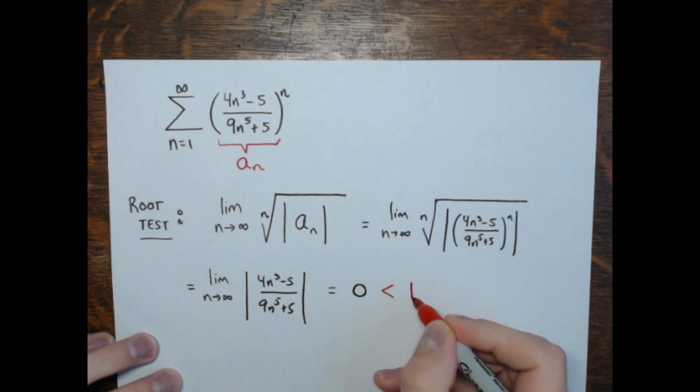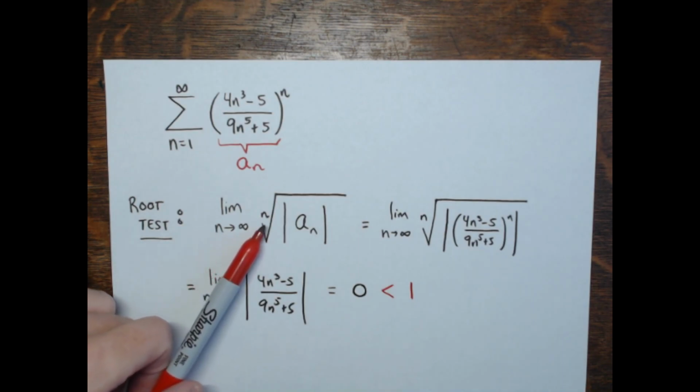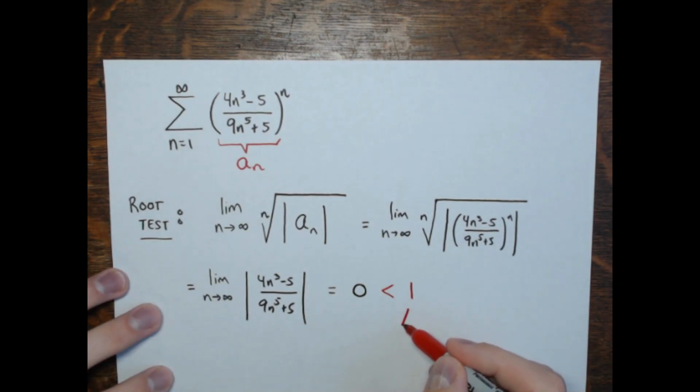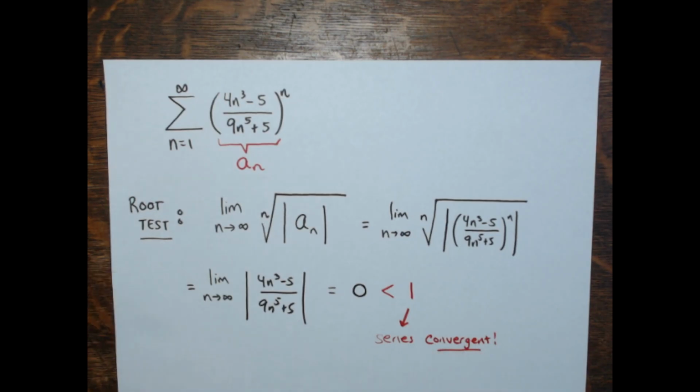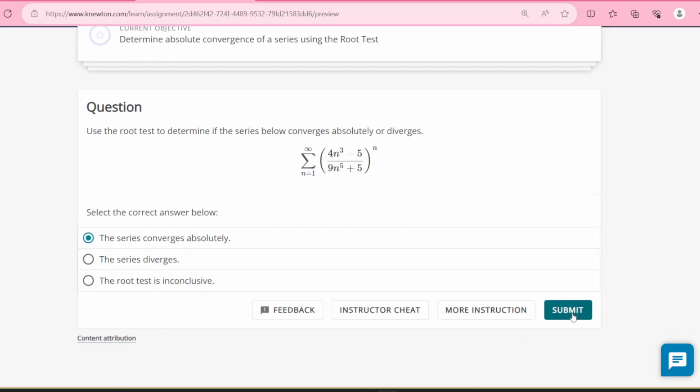So just like the last example, this limit as n goes to infinity of the nth root of the absolute value of our terms is less than 1. So by the root test, the series is absolutely convergent, and therefore convergent. But they'll say absolutely convergent here. It is a test for absolute convergence. So the series converges absolutely. Submit.